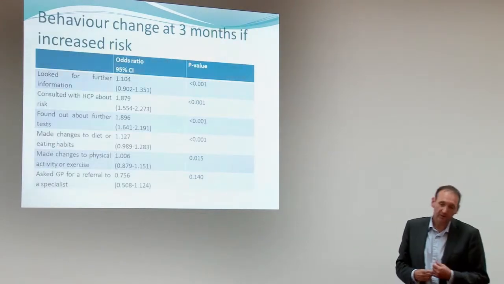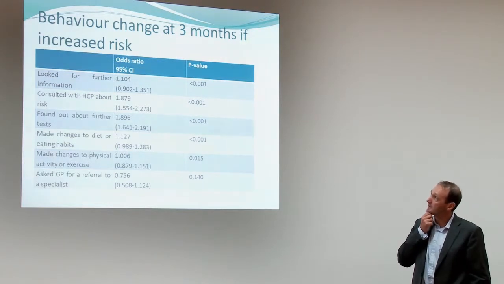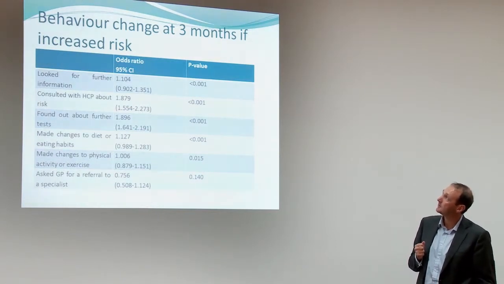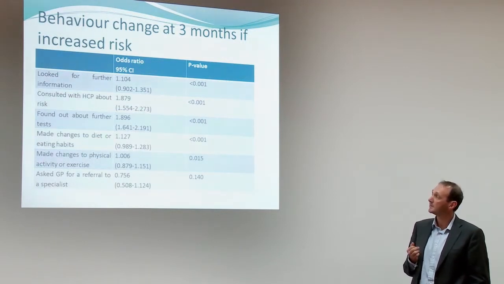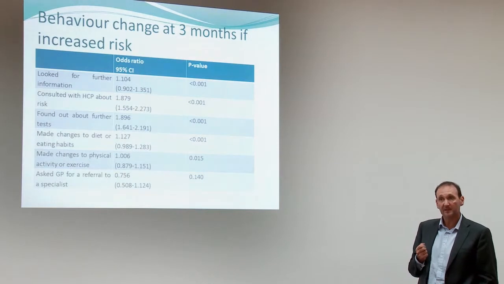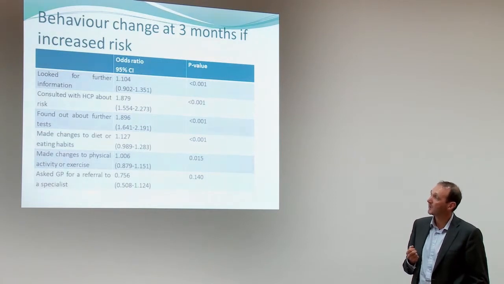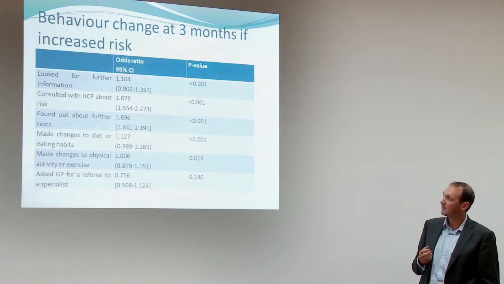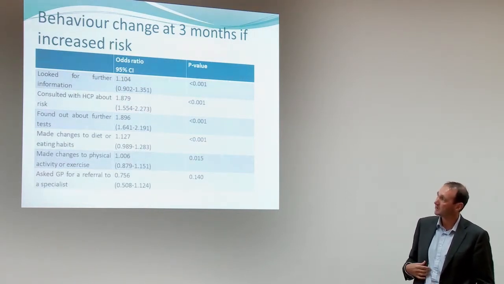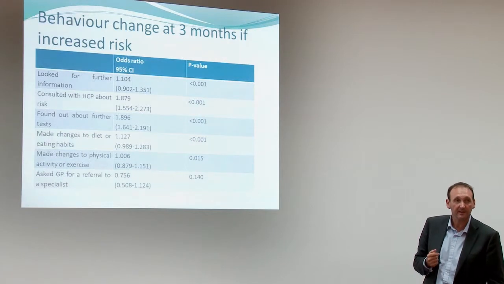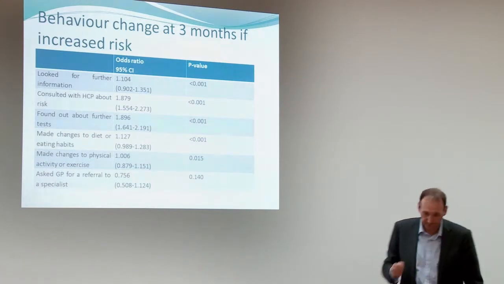And then we looked at what happened to the people who've been identified at increased risk and compared to those people who were told that they were average risk. So those who were identified at increased risk were more likely to seek further information about their risk. They were more likely to consult somebody to discuss that and to find out about further tests. They were more likely to change their diet and become more physically active, but no actual difference in referral to a specialist. So most of the further tests could be managed at a general practice level in this study.